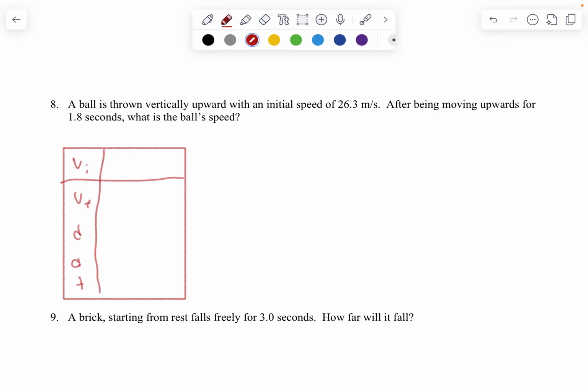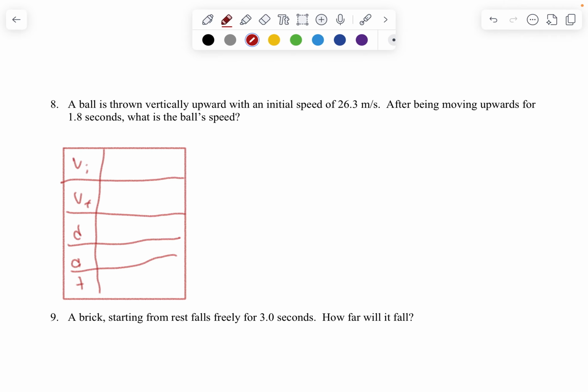Well, let's label the initial velocity. The initial velocity is 26.3 meters per second. And remember, we're going to label if it's positive or negative. I'm going to say it's positive because the first motion is upwards. I like to call the first motion positive just to make it a little bit simpler. So 26.3 meters per second, simple.